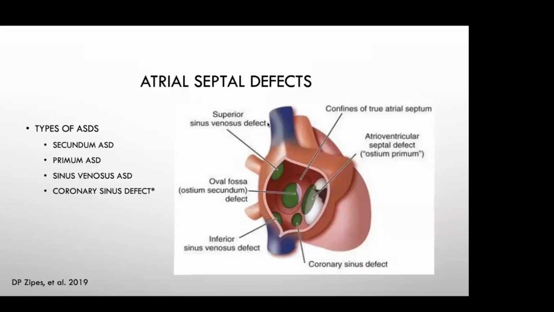So atrial septal defects, which are not inclusive of PFOs, include three main types, but one fourth type is sometimes grouped in with them. So the four types are Secundum ASDs, which are labeled on this diagram here, Primum ASDs, inferior and superior sinus venosus ASDs, and coronary sinus defects, which are technically not an ASD, but they are a type of interatrial communication, but they don't involve the atrial septum.